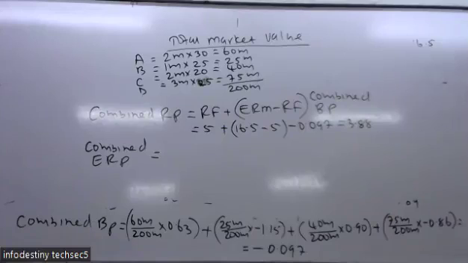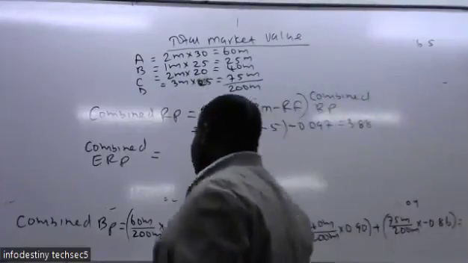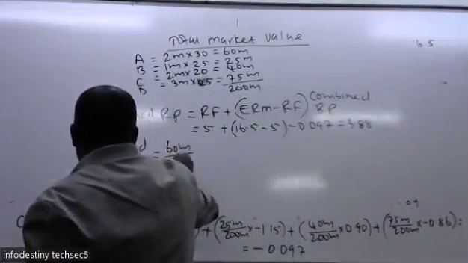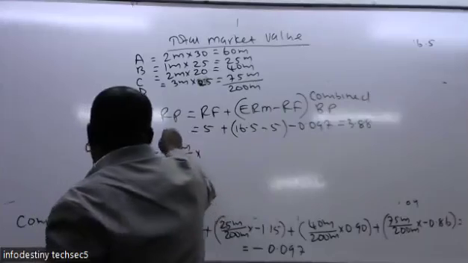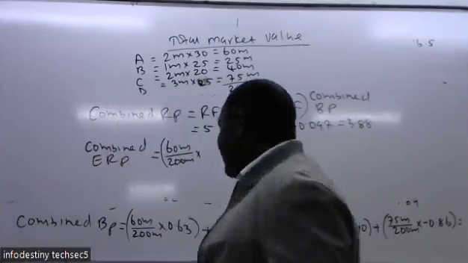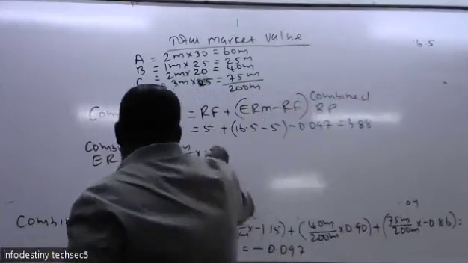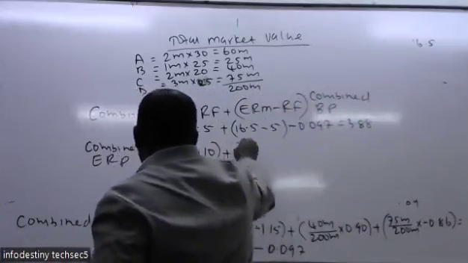So we also need to calculate the combined expected return for the portfolio. For the combined, we use the proportions. So this one will be 60 million divided by 200 million, multiplied by expected return for A. Remember expected return for A? It was 10.